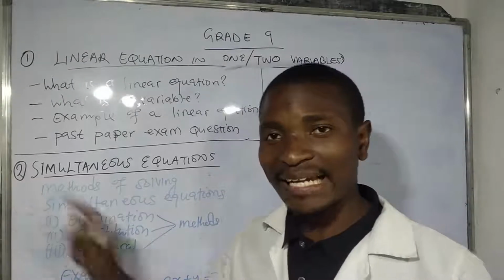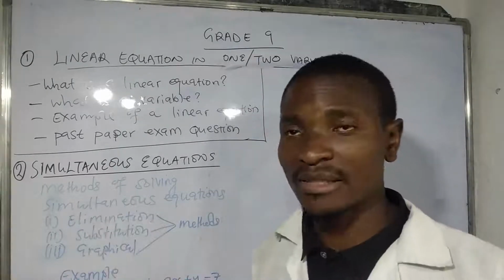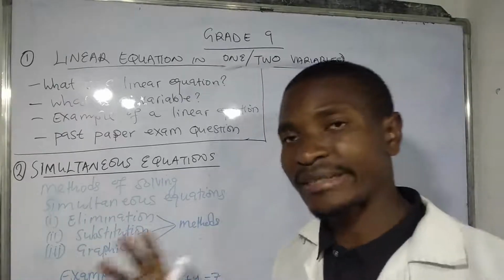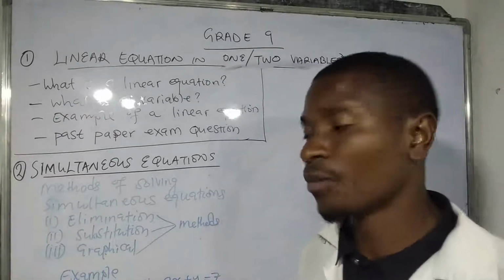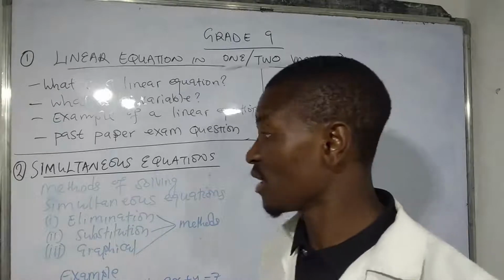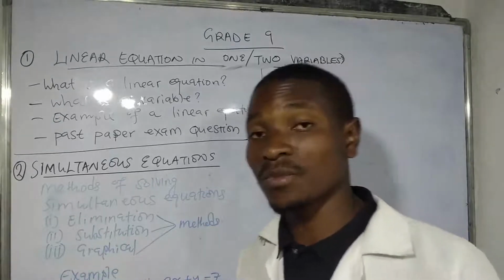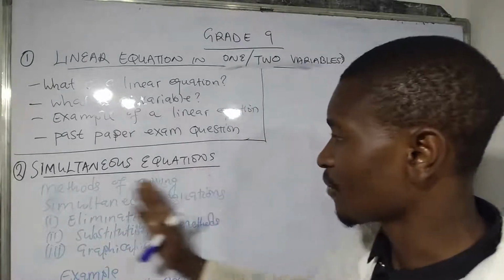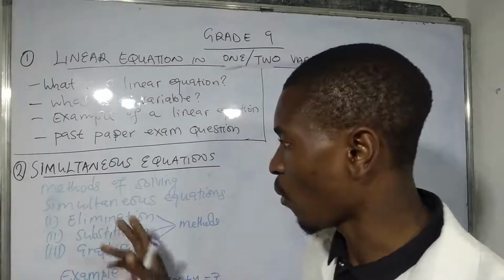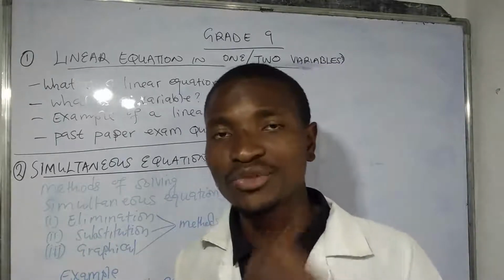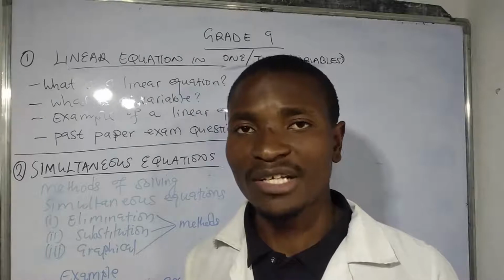Then the second part which we shall look at is one of the critical and very complex kinds of linear equation, which is a simultaneous equation. We also look at some of the methods that we can use to solve a simultaneous equation.